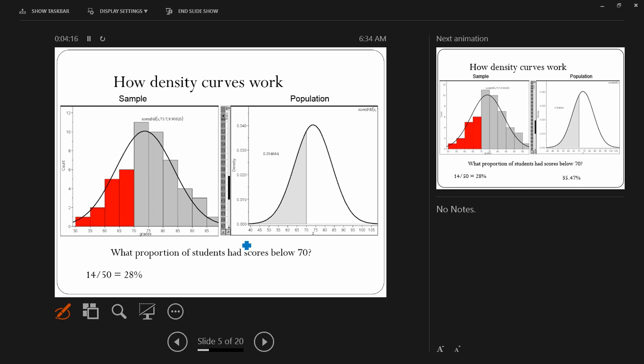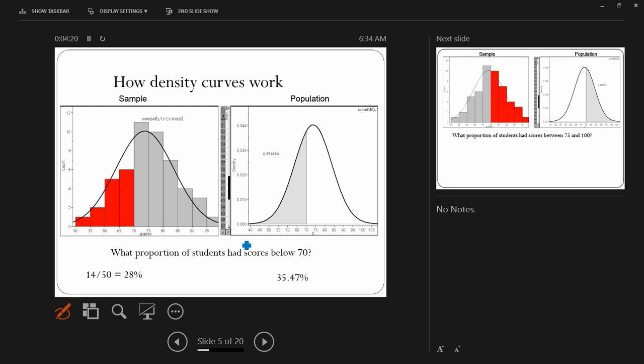So there's what we did using our histogram: 14 out of the 50 were 28%. And there actually is a way to calculate that area under the curve, which in this particular case is about 35%.